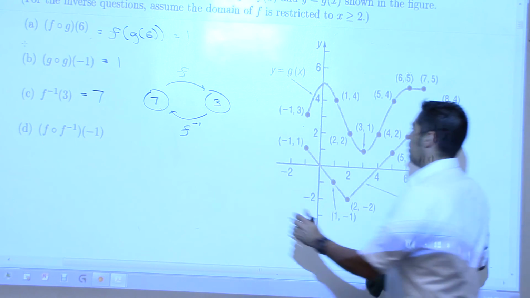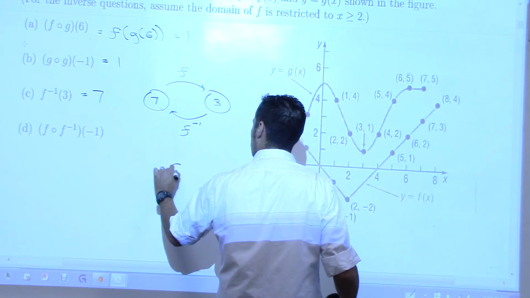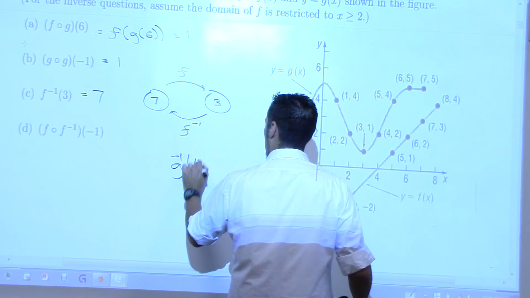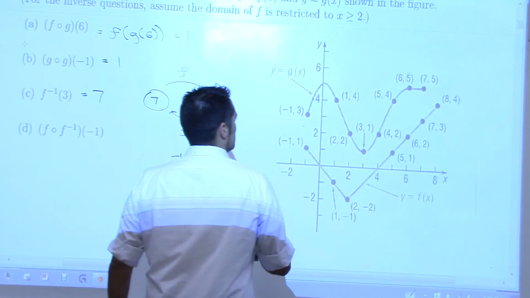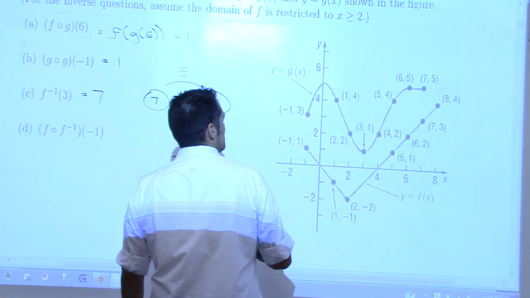I'll give you another one. What's g inverse of 4? Ooh, that's not good, because there's more than one place. There's 2 places, 3 places.